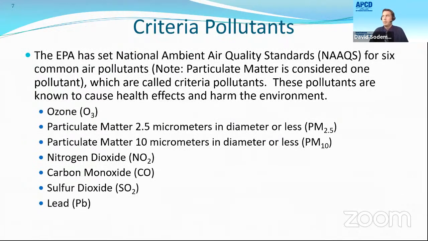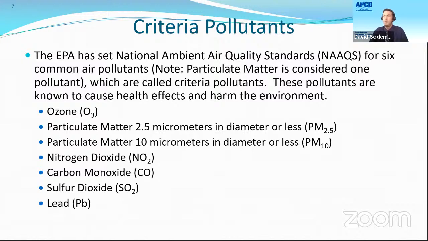What are the criteria pollutants? The criteria pollutants are ozone, particulate matter with diameters less than 2.5 and 10 micrometers, nitrogen dioxide, carbon monoxide, sulfur dioxide, and lead. For reference, the human hair is on average about 75 micrometers in diameter. For these pollutants, EPA has set a standard called the NAAQS at a level to protect public health.